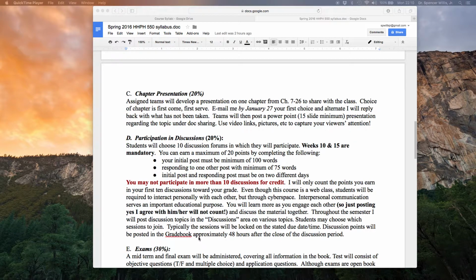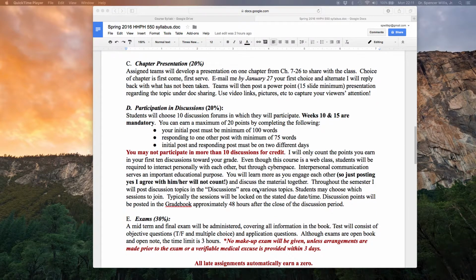And then typically I try to have those graded 48 hours after the discussion period ends. Sometimes it may be difficult for me to meet that grading deadline, so I may start grading discussions on the weekend when I normally grade your assignments. So if you don't have a grade by the close of that discussion period, then don't panic. I'm usually grading during the weekend when I have a little bit more available time.